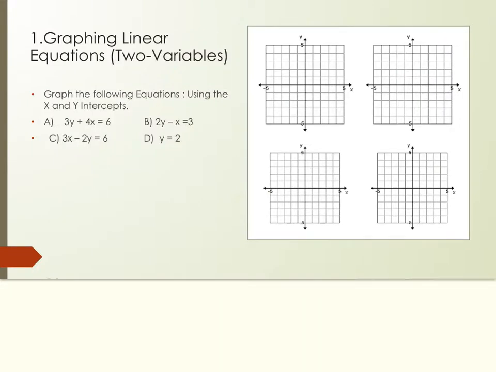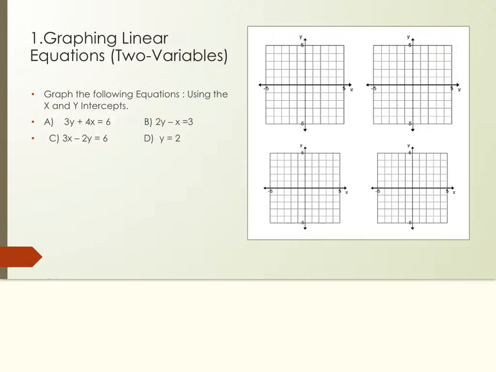So in this section we're going to graph linear equations of two variables, and we have 4 equations here. We're going to graph the following. We have part A, B, C, and D. We're going to look at A first, and we see that it's in standard form. So the best thing we can do is use the x and y intercepts to graph, and we're going to do that next. So we'll do it for A first.